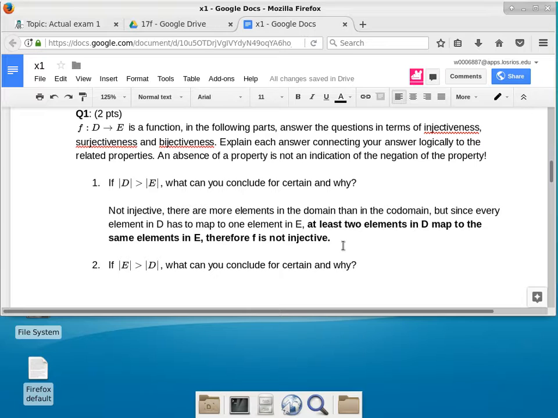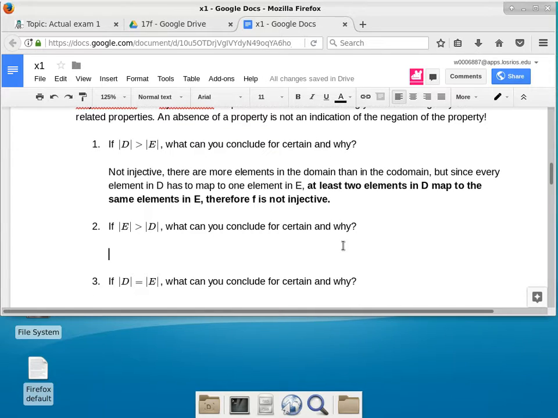Are there any questions about part one of question number one? Okay. What about this one? What if I know the cardinality of the codomain is greater than the cardinality of the domain itself? It can be injective. It cannot be surjective.